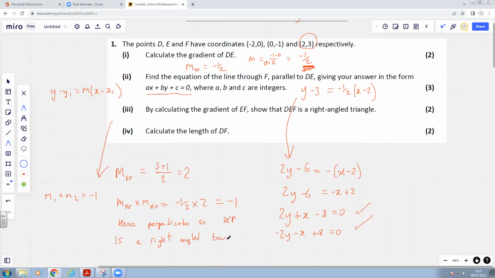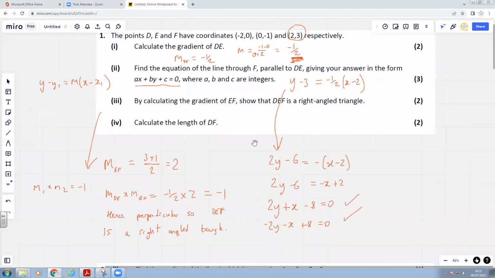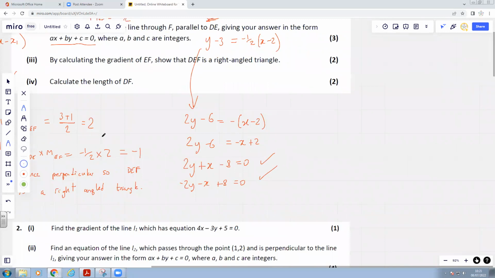What's more, the right angle is at E because it's D to E and E to F. So the right angle must be at E. Calculate the length of DF. Draw a little picture. Coordinate geometry, often it's really useful to draw a little picture. So if I'm calculating the length of DF, I've got a funny feeling this is going to have something to do with Pythagoras.